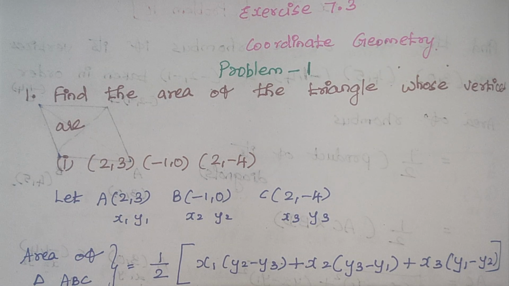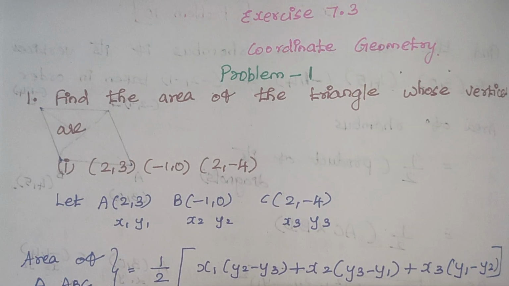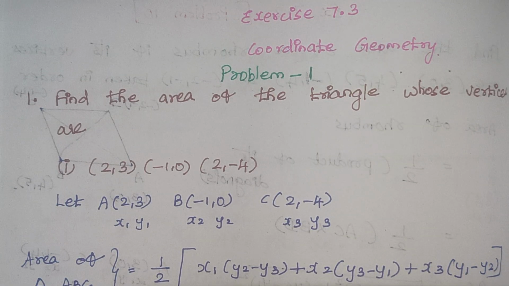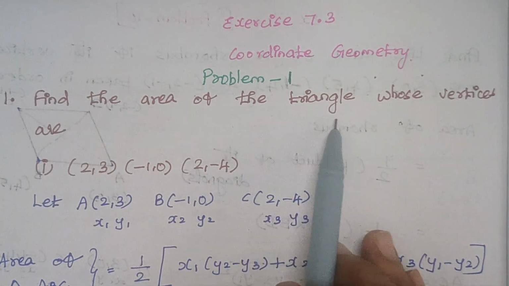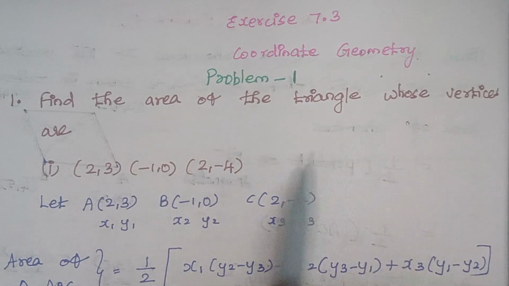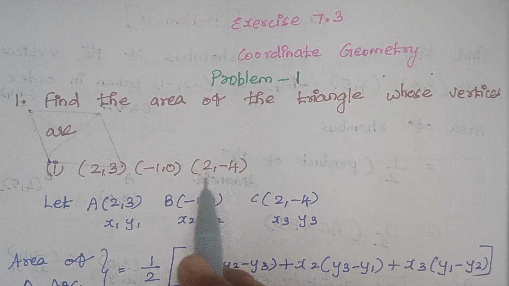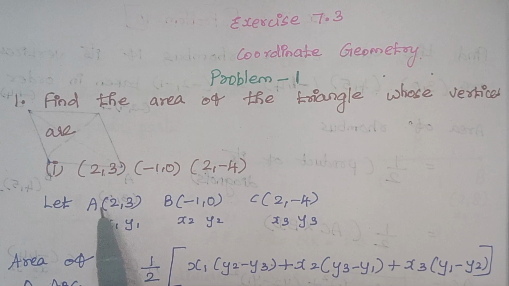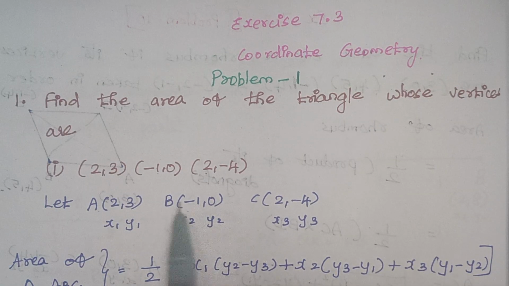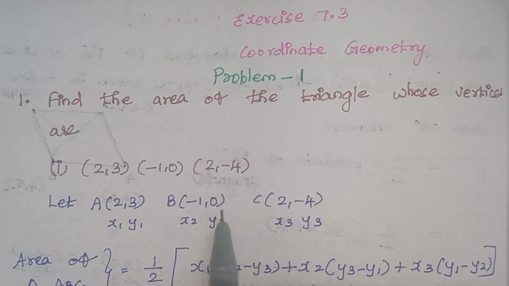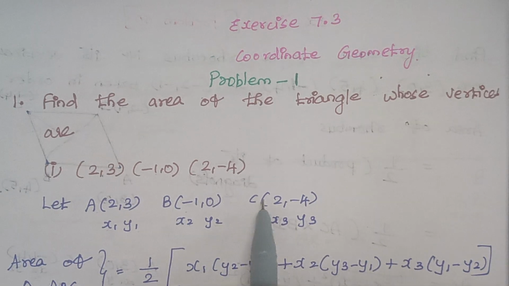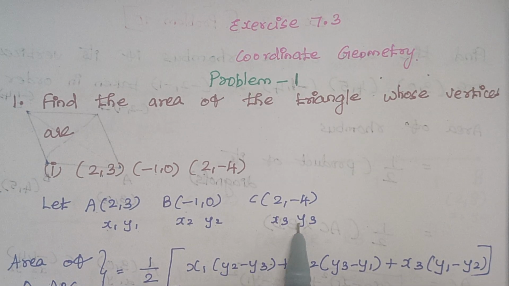Today we are going to solve problems 1, 2 and 3 in exercise 7.3 in the chapter Coordinate Geometry. So we start with problem 1. Find the area of the triangle whose vertices are given. So here 3 vertices are given. First we are naming the vertices as A, B and C. So A gives x1, y1, B gives x2, y2 and C gives x3 and y3.